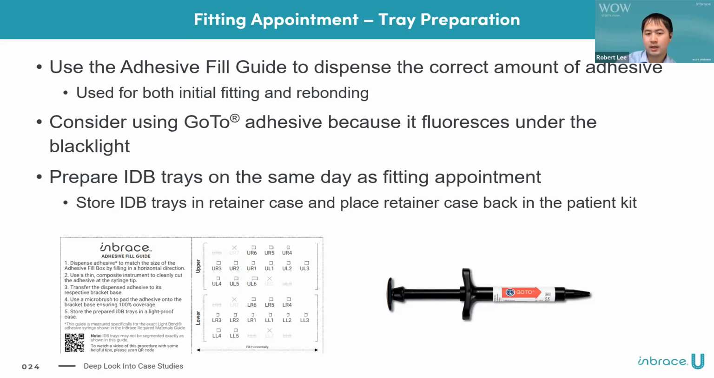Traditionally, we did teach using Light Bond, but Go-To is another product by Reliance. We found that it really does help to use Go-To because it fluoresces under the black light when you're doing your composite removal. Normally we prepare our IDB trays on the same day as the fitting appointment, so we don't do it right before the appointment. We just do it all in the morning. Usually we put them in the retainer case that's provided, put the retainer case back in the patient kit, and put the patient kit back in the cabinet so that no light gets to it.